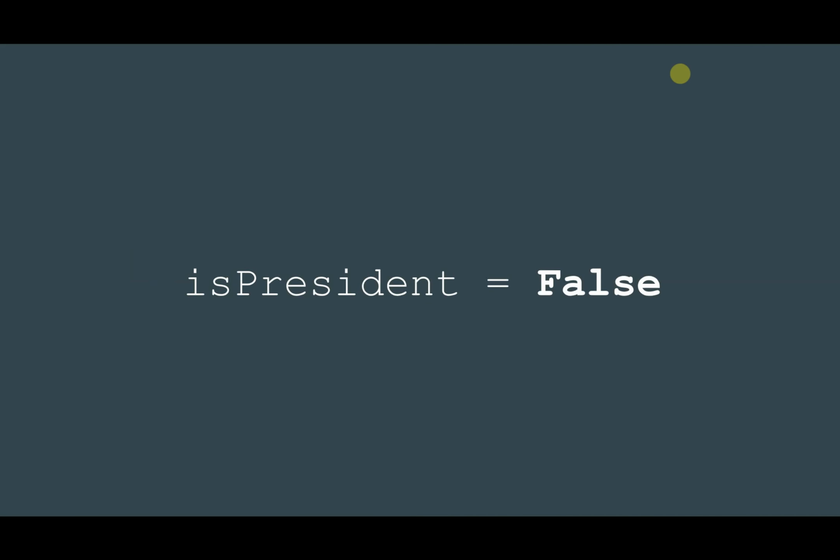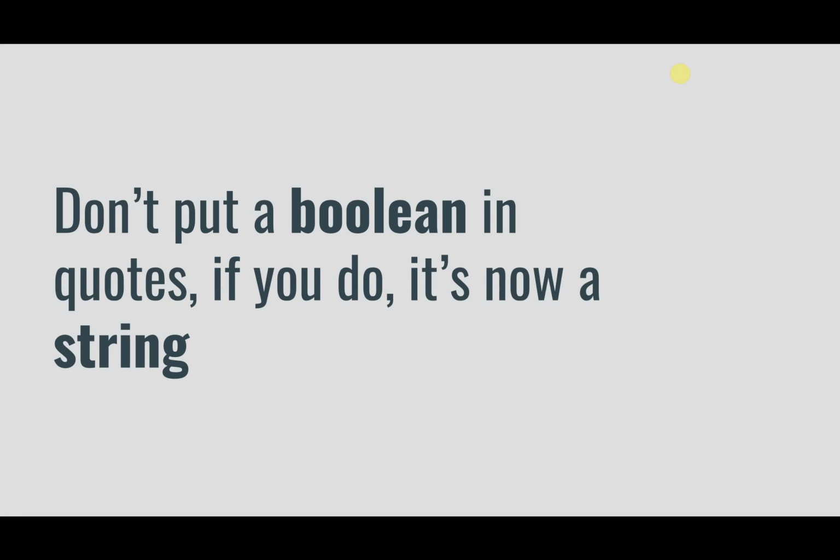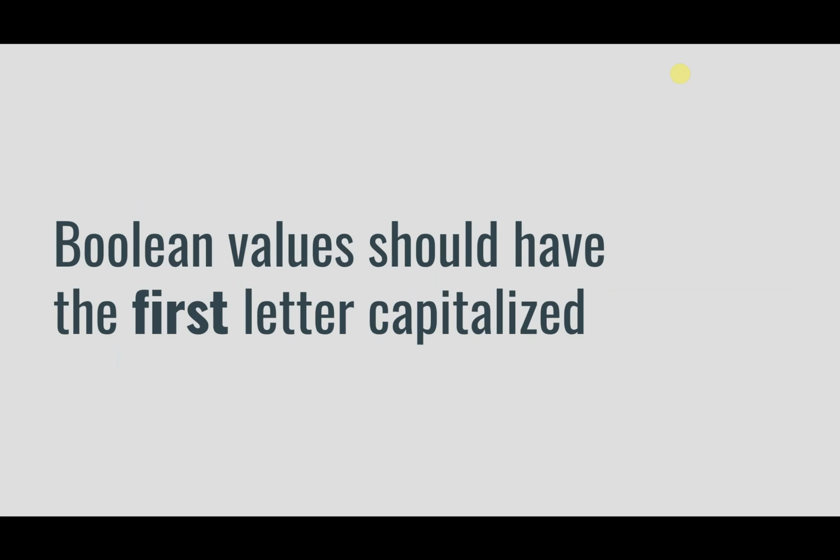For instance, we have a variable isPresident and we use the equal sign to assign it the Boolean value false. An important thing to note is you don't put a Boolean inside of quotes. If you do, it becomes a string. And the other thing you should note is that the first letter of the Boolean, whether it be true or false, is capitalized. So if it's true, the T is capitalized. If it's false, the F is capitalized.